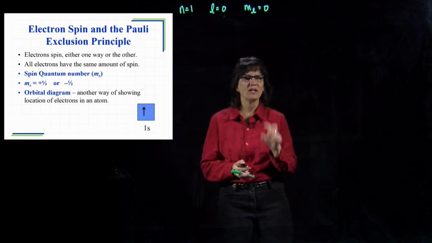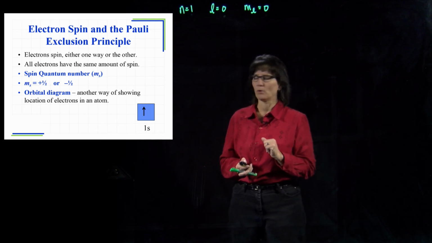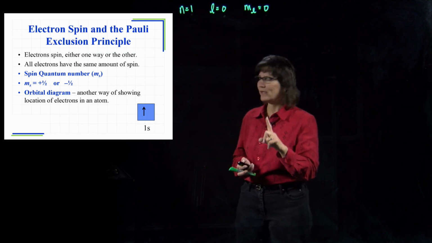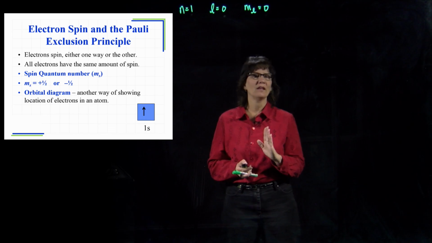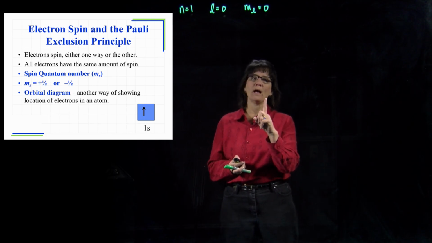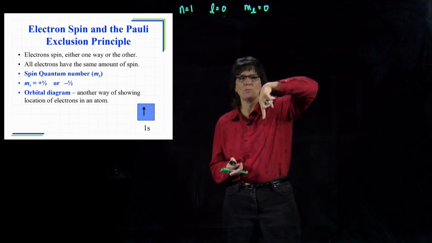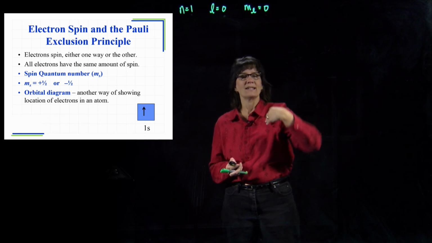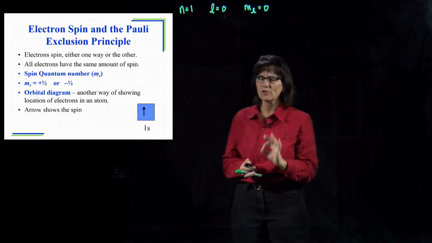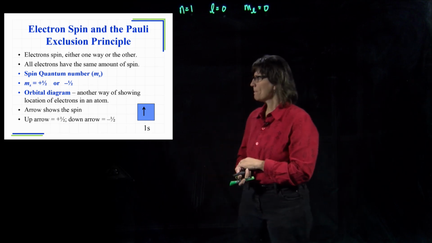Well, the box is representing the orbital, which is a 1s orbital. We see that underneath there. And the arrow that's pointing up is representing the spin of the electron. So if the electron is spinning in one direction, we put an arrow pointing up. If it's spinning in the opposite direction, we put an arrow pointing down. Now typically, well, I'll get to that in just a minute. Okay, so that arrow is just showing the spin of the electron.